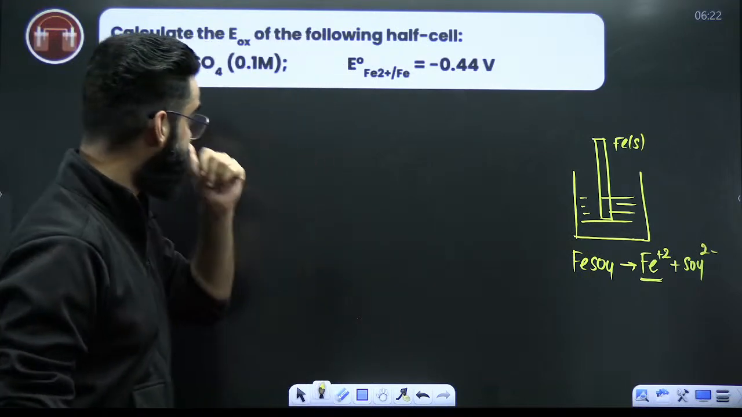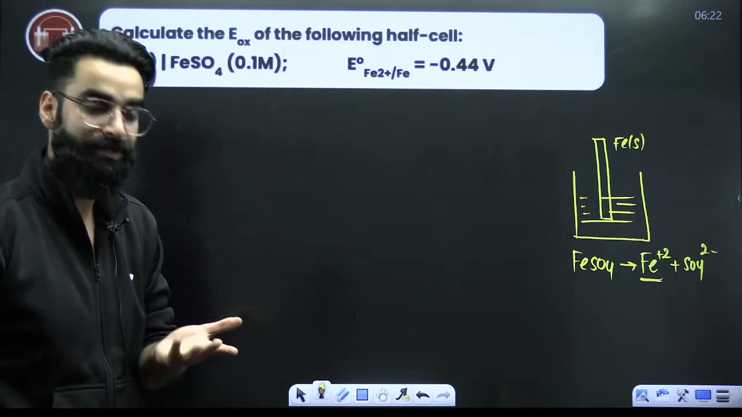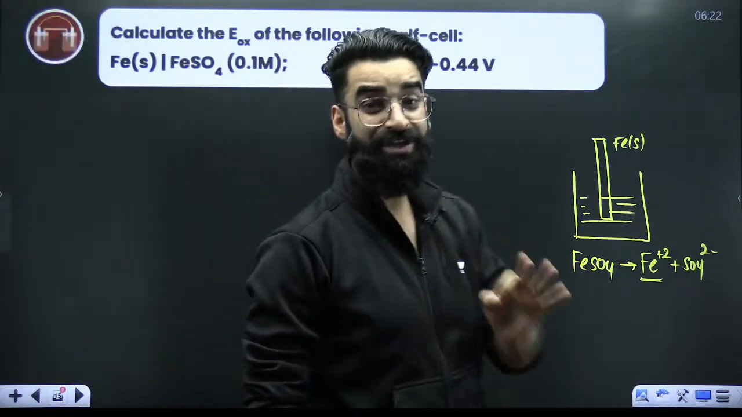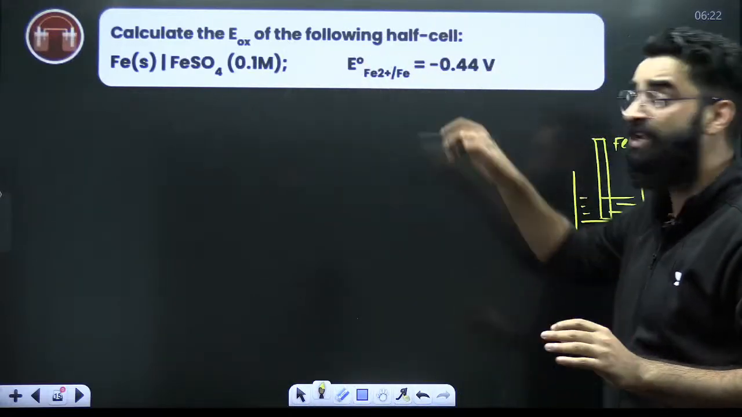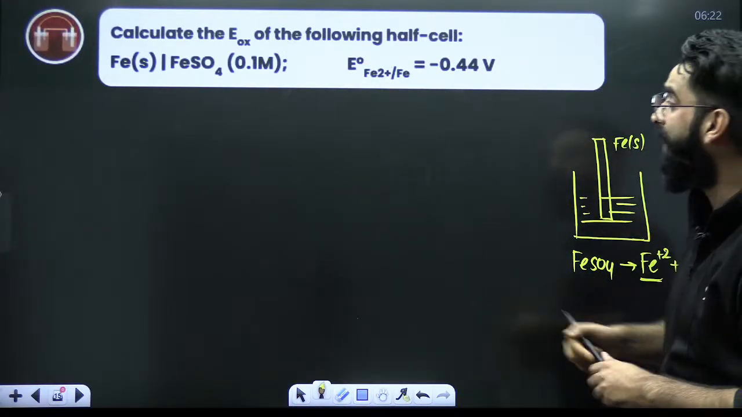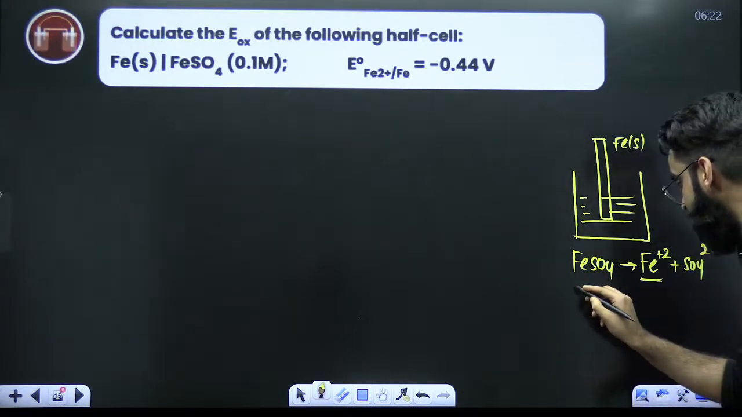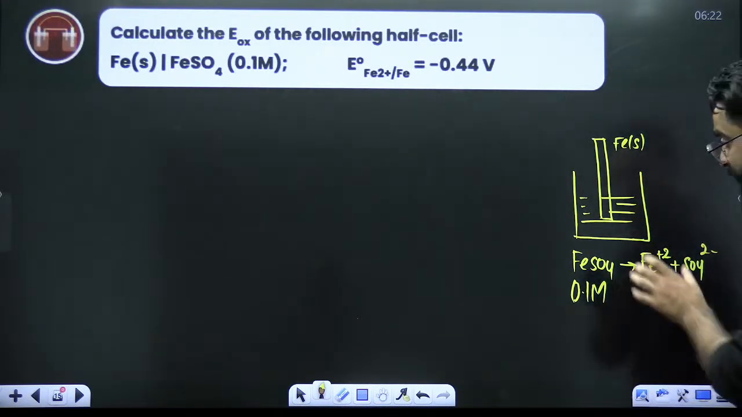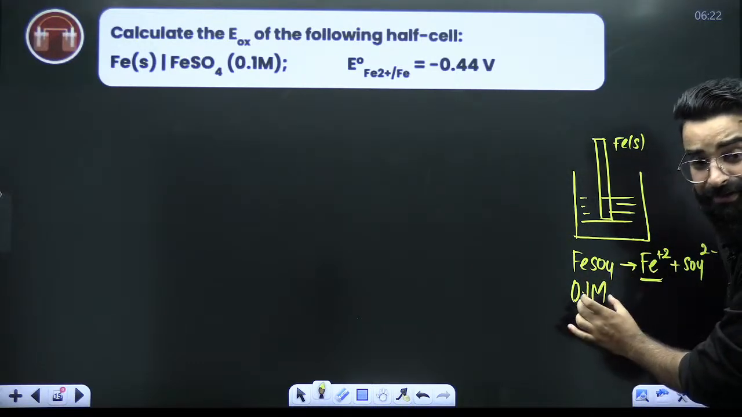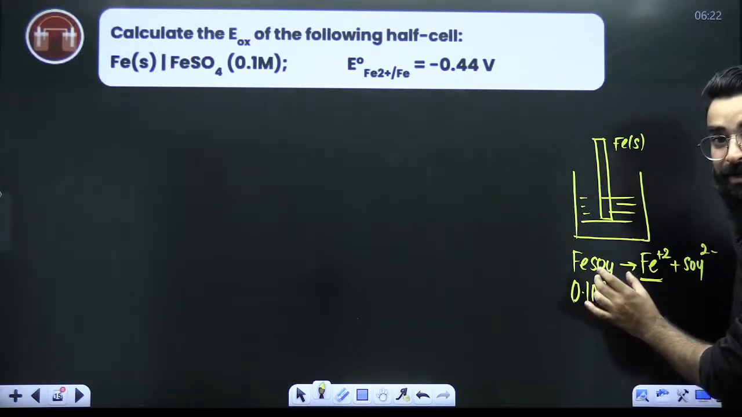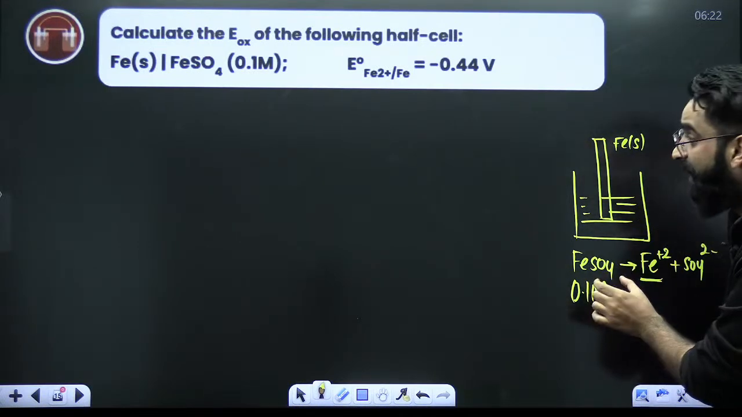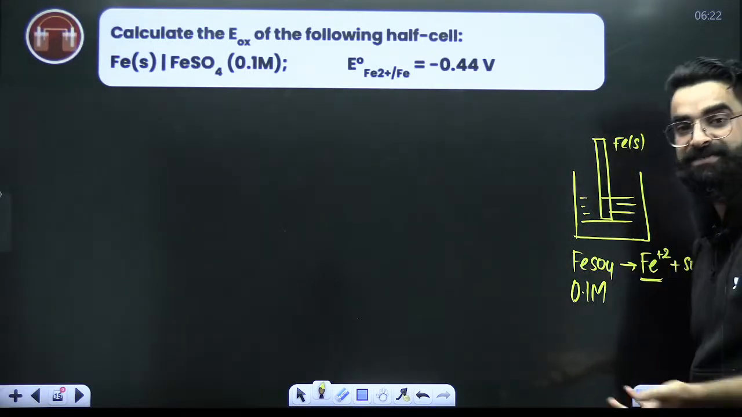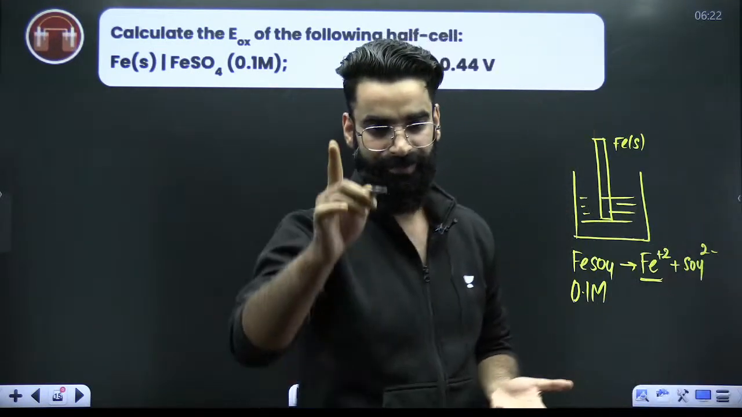And my dear students, what exactly am I going to do? Look at the question. The question is asking, calculate the oxidation potential of this half cell when the concentration of FeSO4 is kept 0.1 molar. The question says, when the concentration of electrolyte in the container is 0.1 molar, at that point of time, what will be the oxidation potential of this half cell? Yeah?